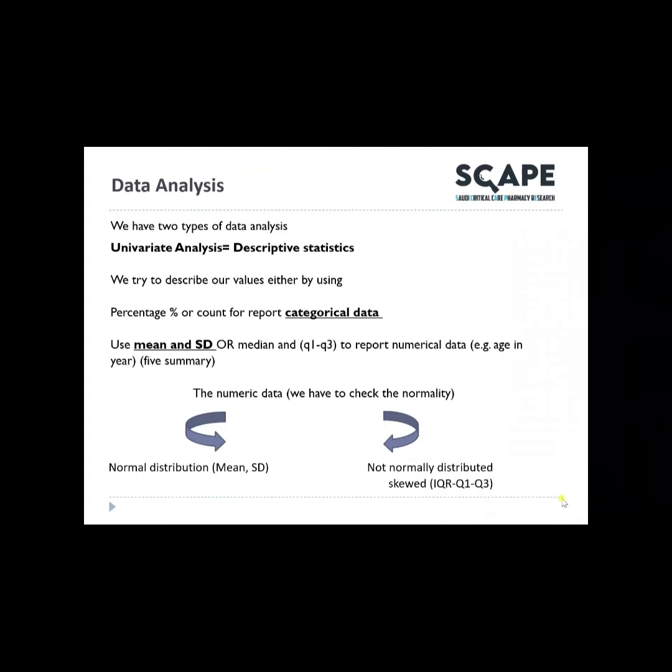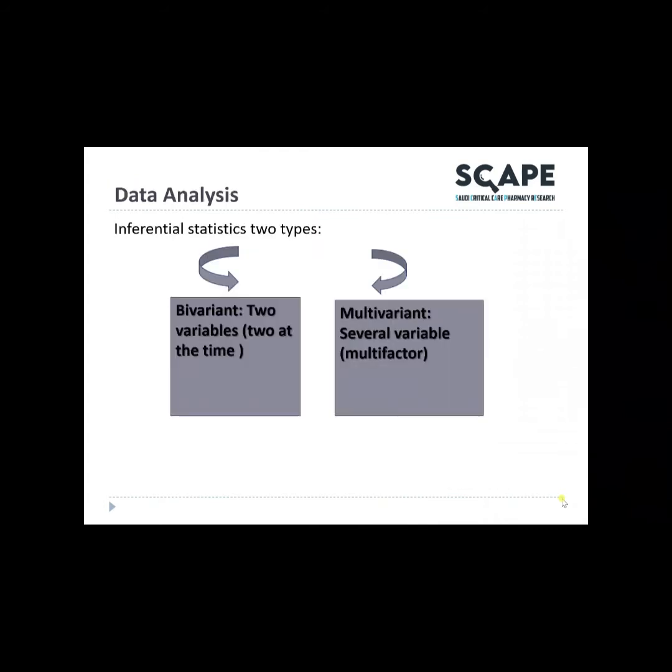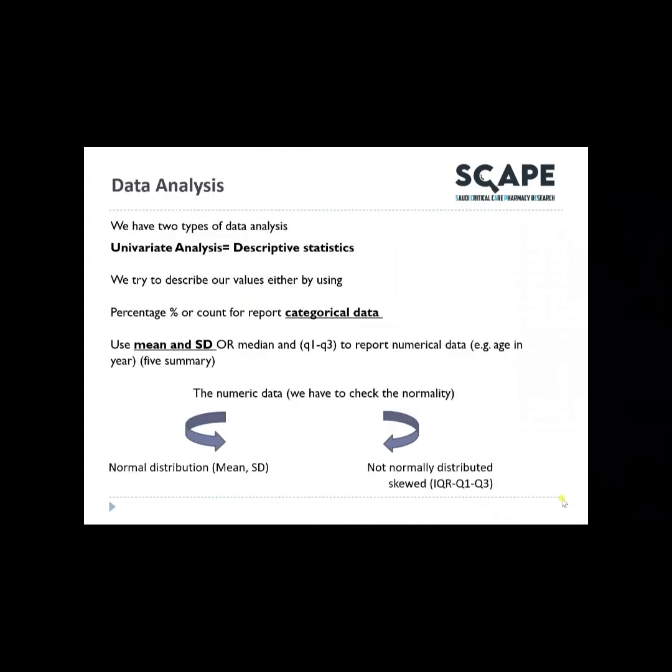In any research, we start with data collection, and then we end up with the data analysis to get the results. So we have two types of data analysis: univariate and inferential statistics. What is the univariate or descriptive statistic? It is basically that we are trying to describe our values or data. So in this type of analysis, we are not looking for association or difference.